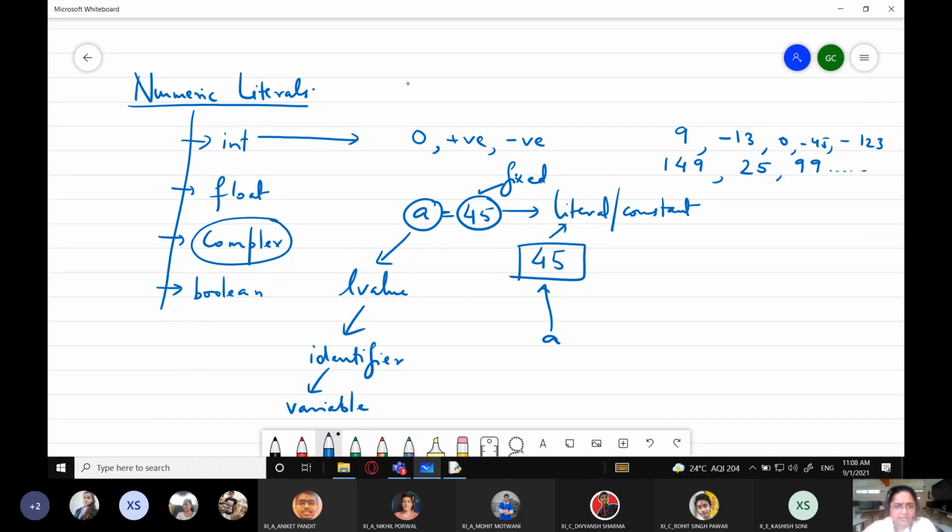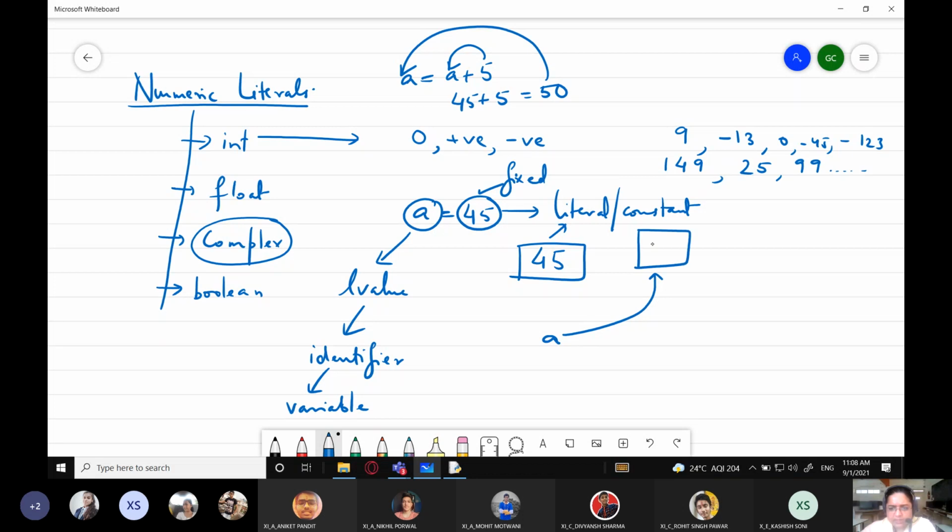Now, next time when I write A equals A plus 5, that means I'm adding 5 to the value of A. What is the value of A? It is 45. So I added 5 more to this. How much did I get? 50. So this 50 gets assigned to A. Now this association will be broken, and A will be pointing to another memory location which contains another literal, that is 50. Understood this? Earlier it was 45, I changed the value over here, now it became 50.